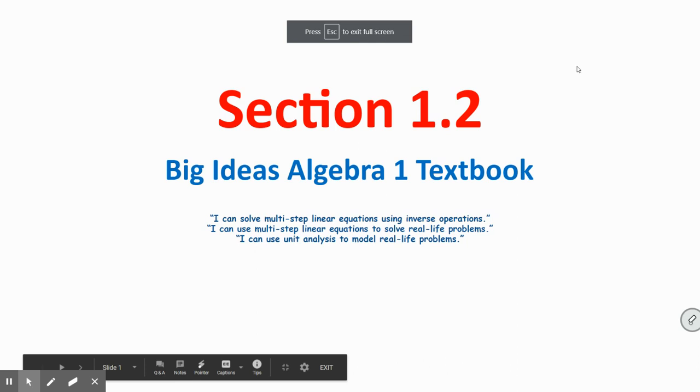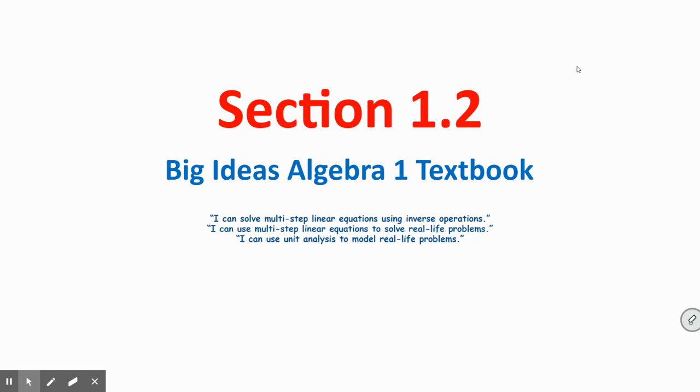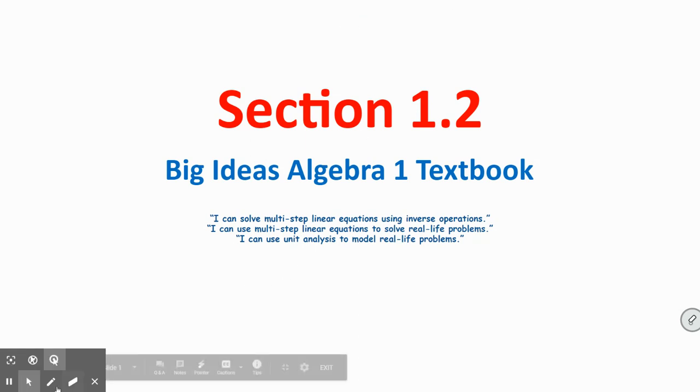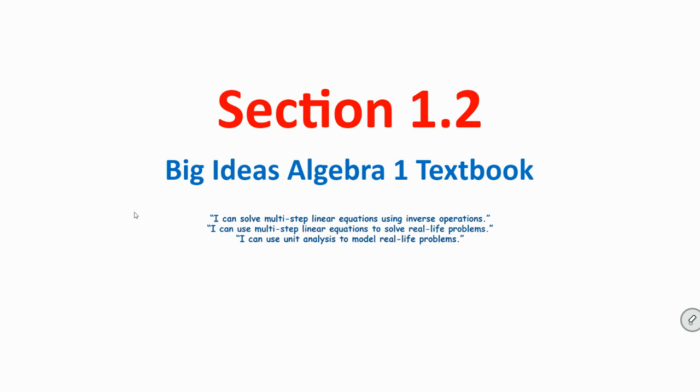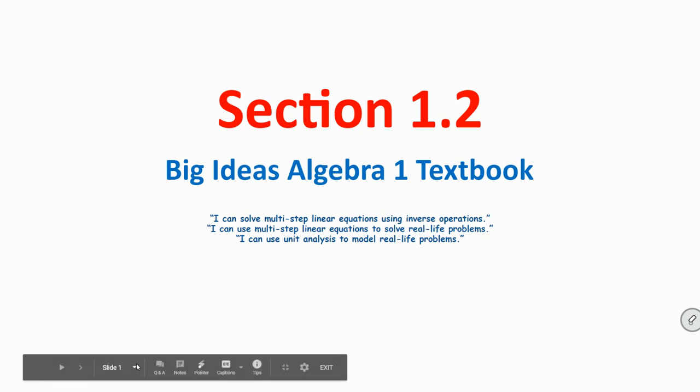Hi, I'm going to give you an introductory video here to section 1.2 out of the Big Ideas Algebra textbook. What we're going to involve here is solving a bunch of different types of multi-step linear equations with variables on one side. So by the time you get through this section, I want you to be able to solve a lot of these types of equations.